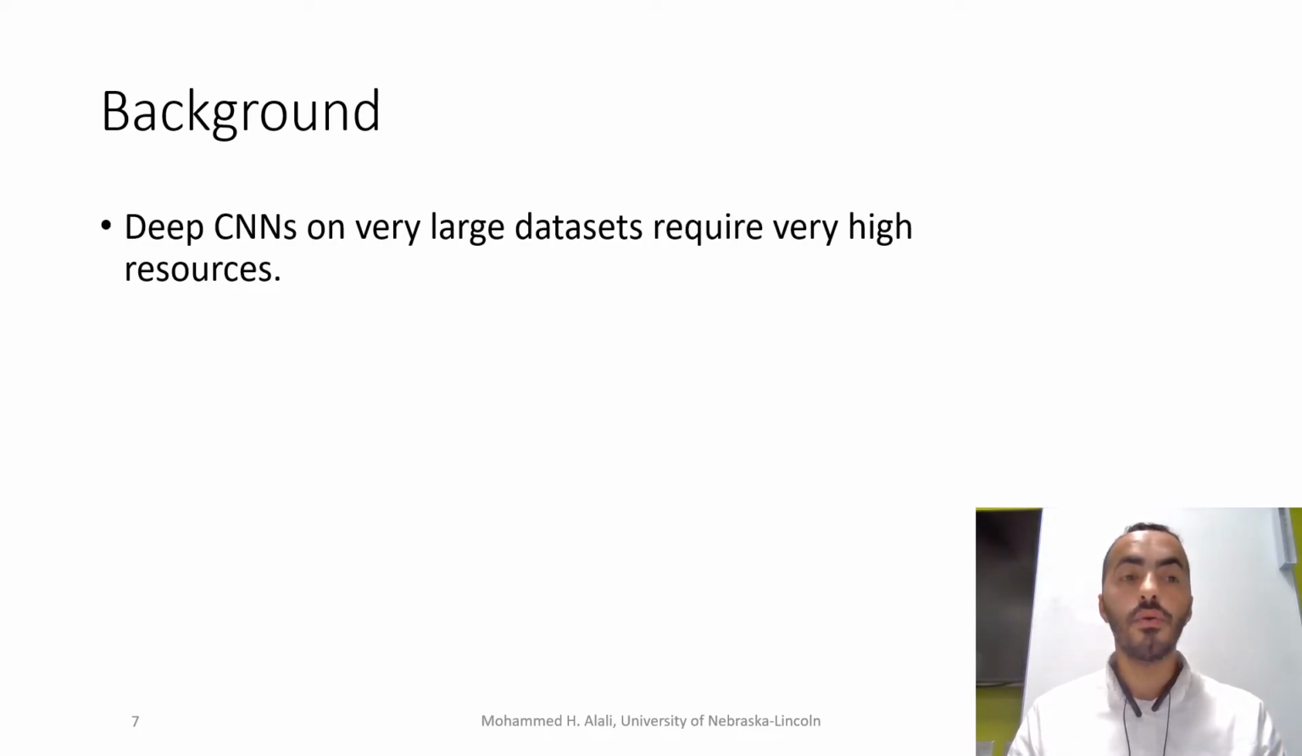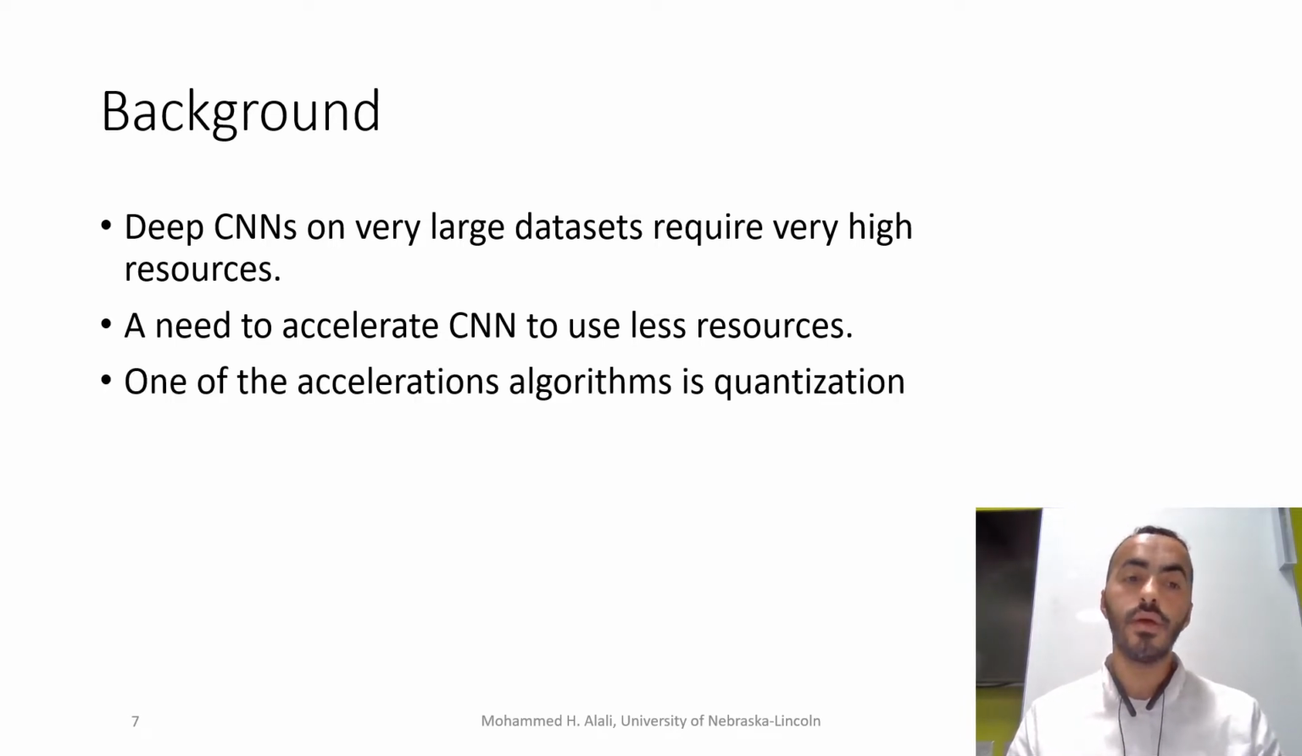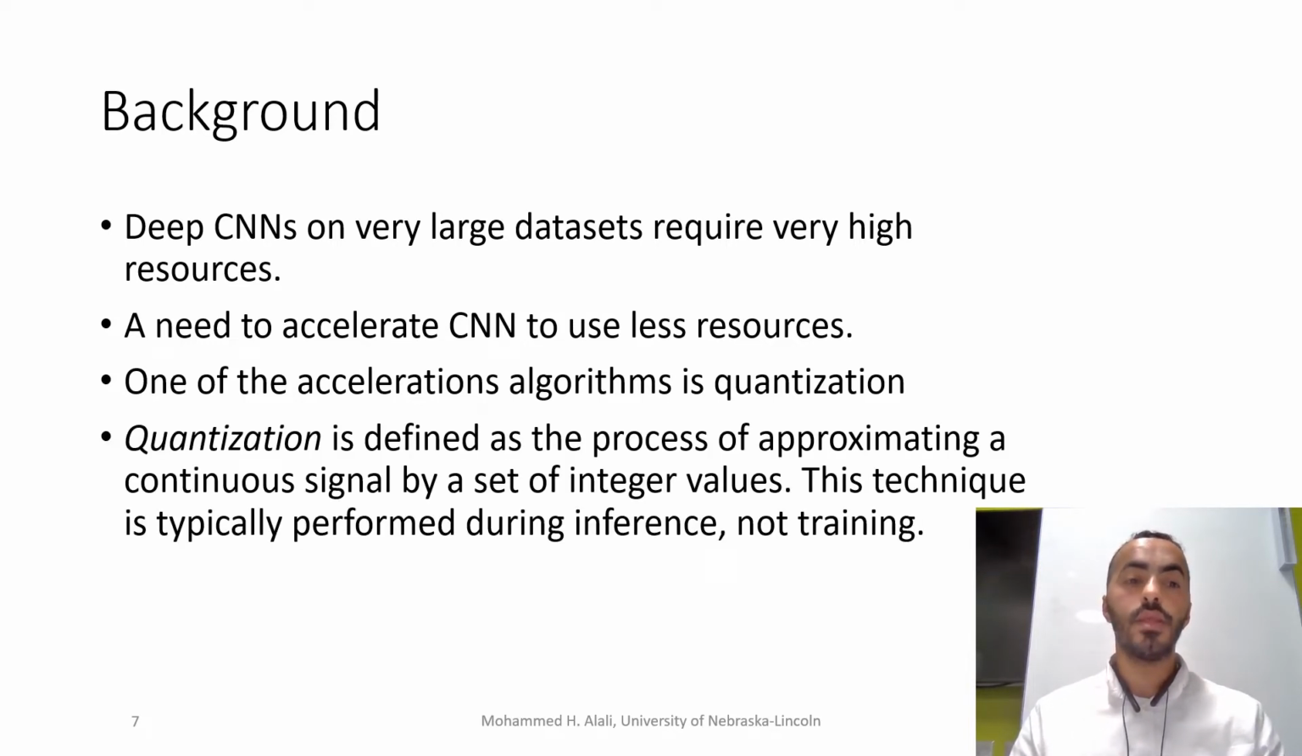As a background, we know that deep CNN, especially on very large datasets, require high resources. So there is a need to accelerate CNN to use fewer resources. One of the acceleration algorithms is called quantization. Quantization is defined as the process of approximating a continuous signal by a set of integer values. This technique is typically performed during inference, not during training.